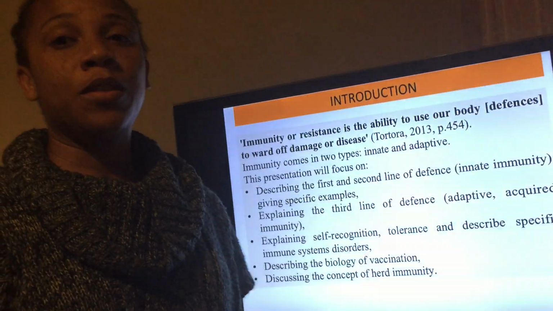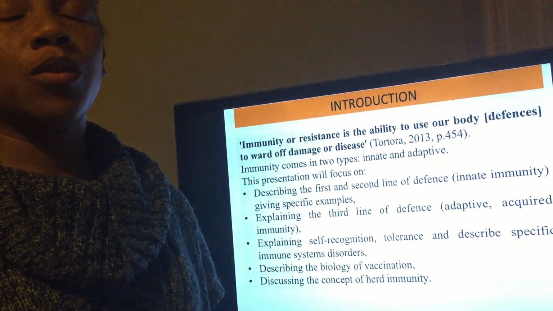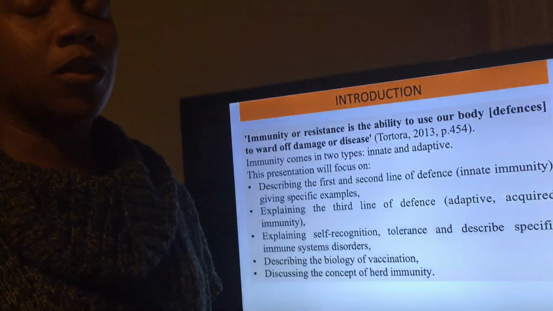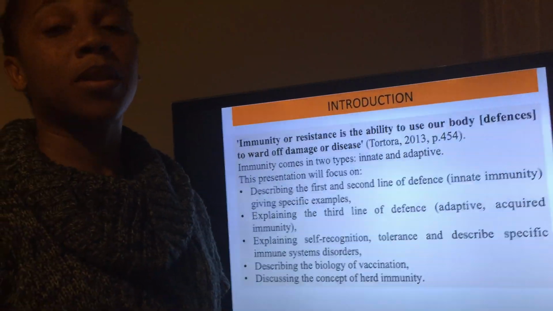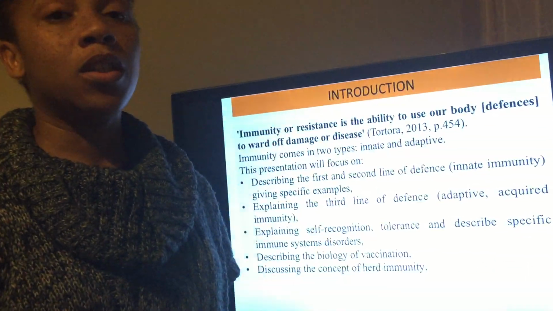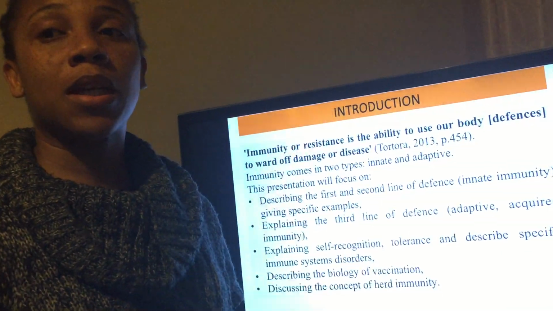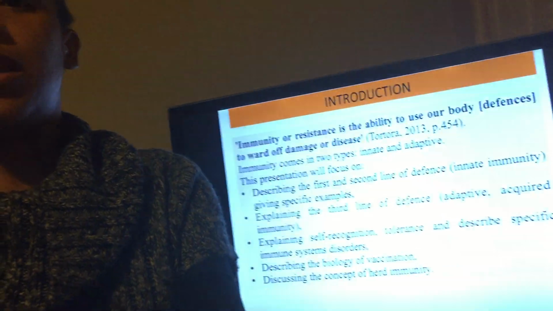We will discuss the different types of immunity: non-specific immunity, also known as innate immunity, and specific or adaptive immunity. We will also look at hypersensitivity, self-recognition and tolerance to own tissue, autoimmune disorders, and also discuss the concept of vaccination.